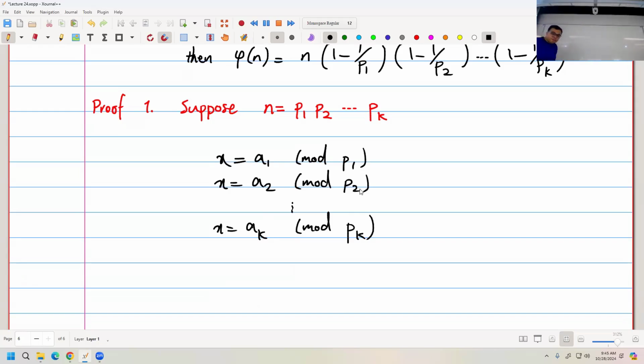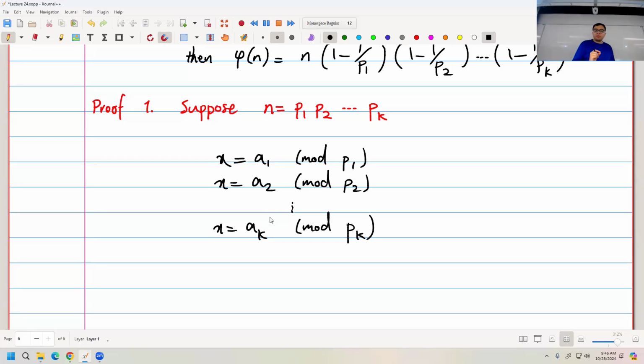So what is a1? A1 is basically the remainder of this number x when I divide it by p1. A2 is the remainder when I divide it by p2, and so on. So I know that whatever values I choose for a1 to ak, I have exactly one solution. And not only do I have exactly one solution, I have exactly one solution in the range of 1 to n, because the range of 1 to n gives me all the remainders modulo n, right?